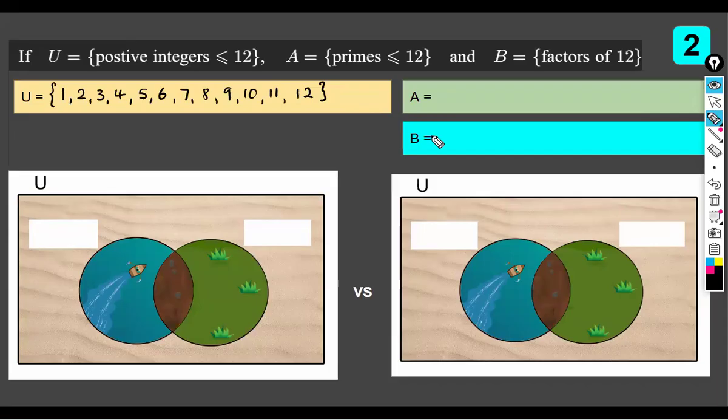So the universal set, all the numbers that we have to choose from for this particular question, was stated by the examiner to be 1 to 12.